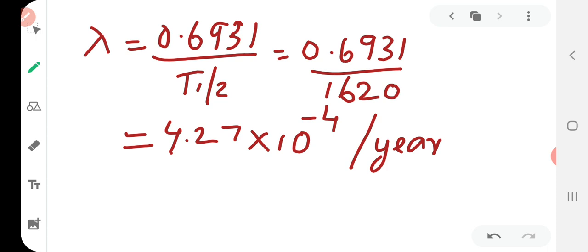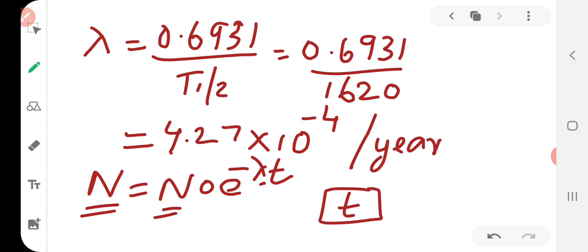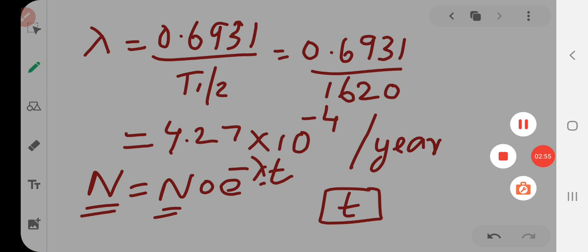So you have to remember that if the unit of T half is years, then the unit of decay constant is year inverse, and if the unit of T half is minutes, the unit of decay constant is minute inverse. And using the relation N is equal to N0 e raised to minus lambda t, N we know, N0 we know, lambda we have found, and now we have to calculate t. t is the time in which 1 gram of radium disintegrates to 0.2 gram.